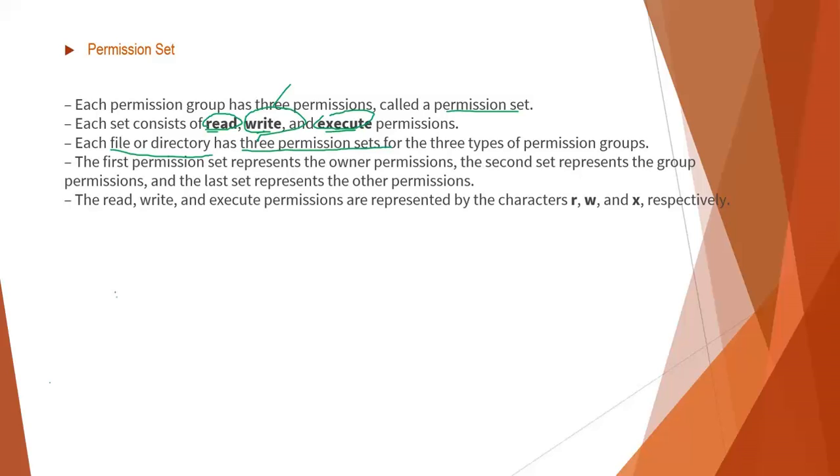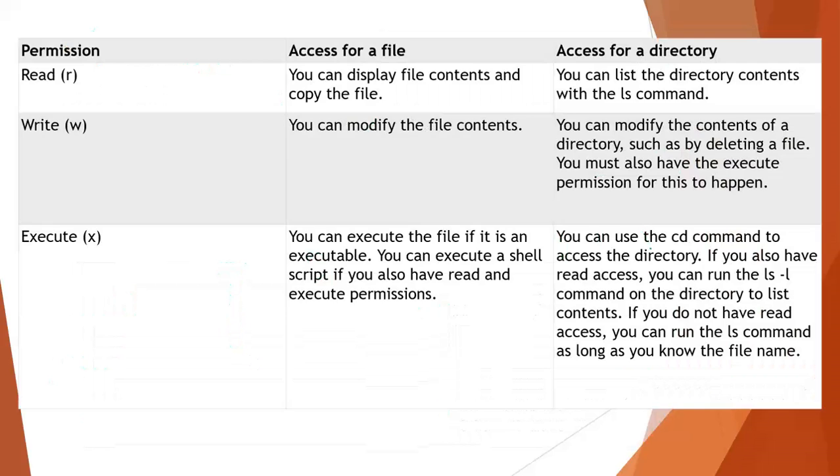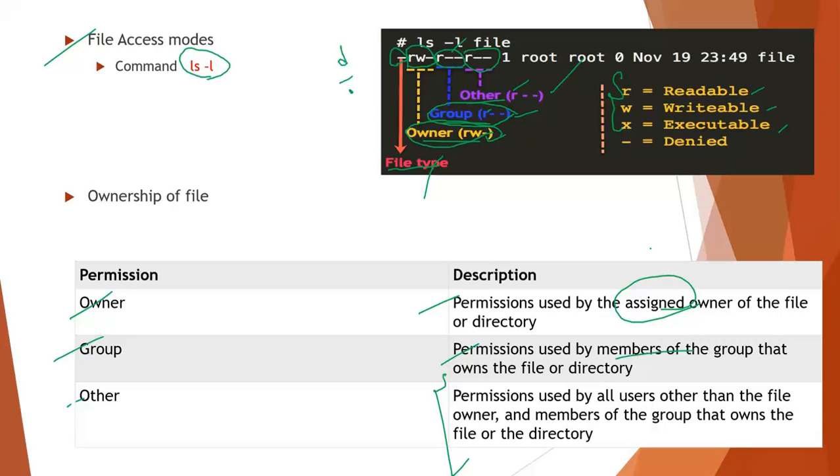Okay, one will be for the user, other one will be for the group members, and other one will be for the others. So the first three set will be representing the owner, second three set will be representing the group permission, and third will be representing the others. Okay, so it will be represented by characters like R, W, X. R stands for read, W stands for write, and X stands for execute. Okay, so that we have seen here in this slide.